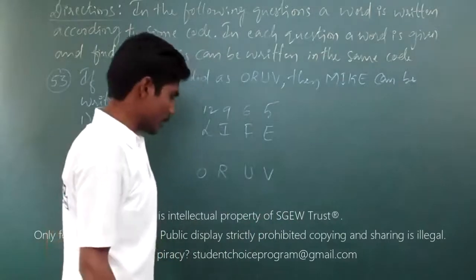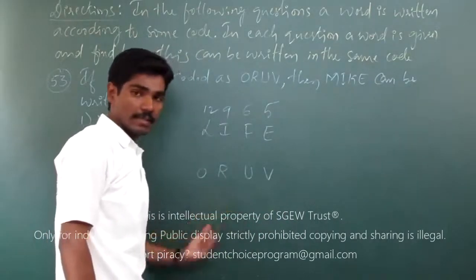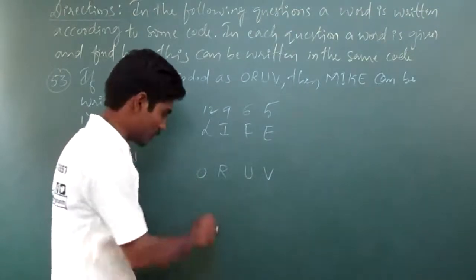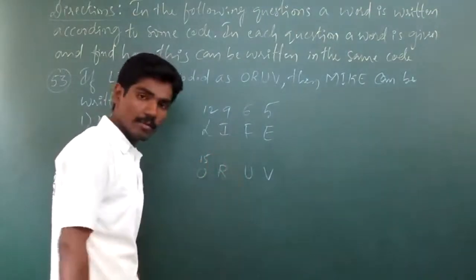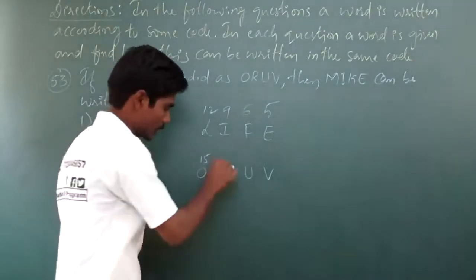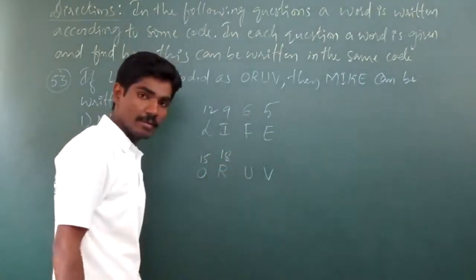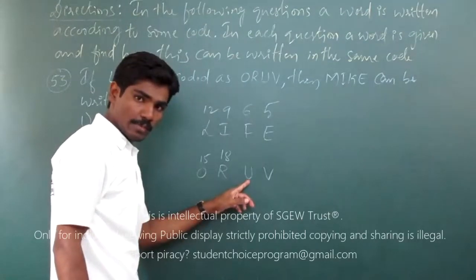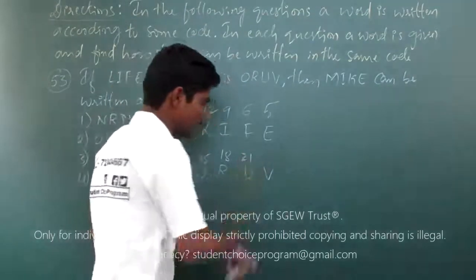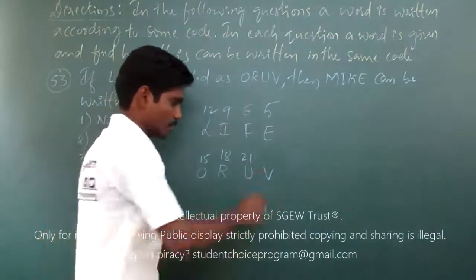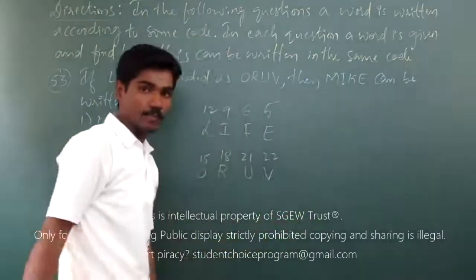Once again, let me write the positions of the letters. Now the position of the letter O is, of course, 15. What is the position of the letter R? Yes, it is 18. Similarly, the position of the letter U is 21. And the position of the letter V is 22.